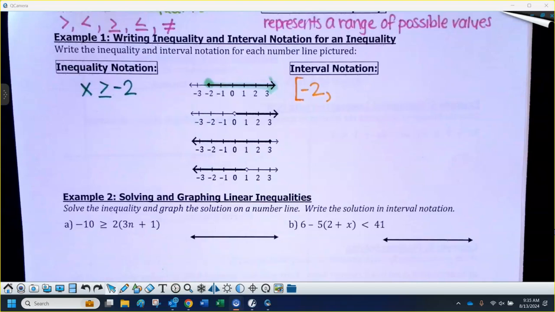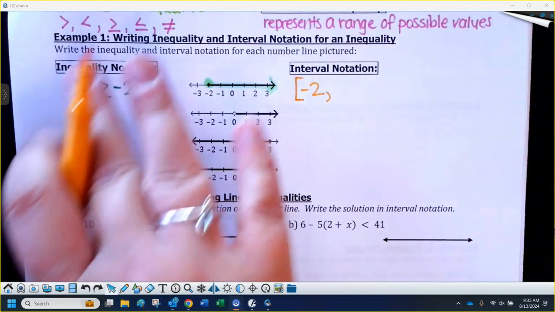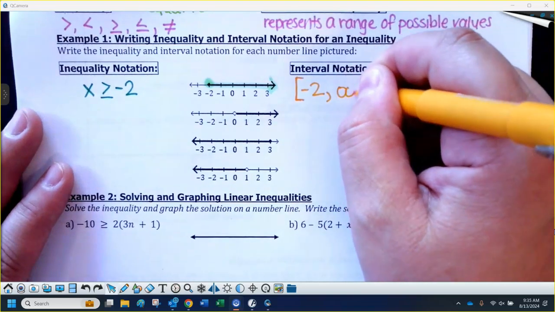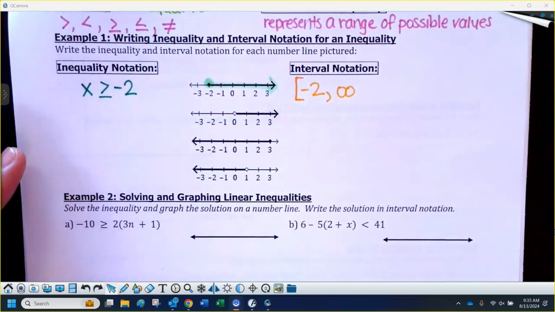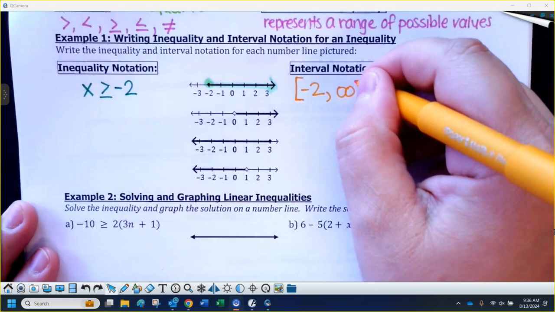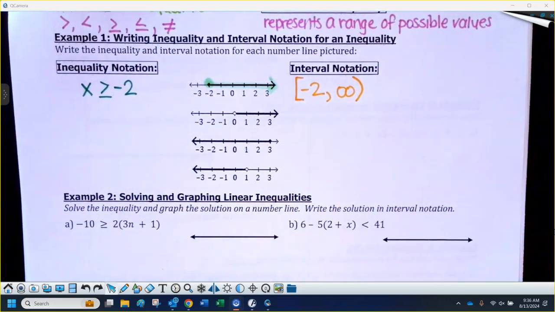Can anybody tell me the biggest possible value on that graph? The picture shows 3, but theoretically the biggest possible value? Infinity. So that points to the right forever. I know my number line only goes up to 3, but if it kept going, we would go up to infinity. Now, infinity is not a specific number. I can always add one more to a number and keep going, so you can't actually touch infinity. It's not a specific value. So anytime you have an infinity symbol, you use a parenthesis because I don't actually touch that number.